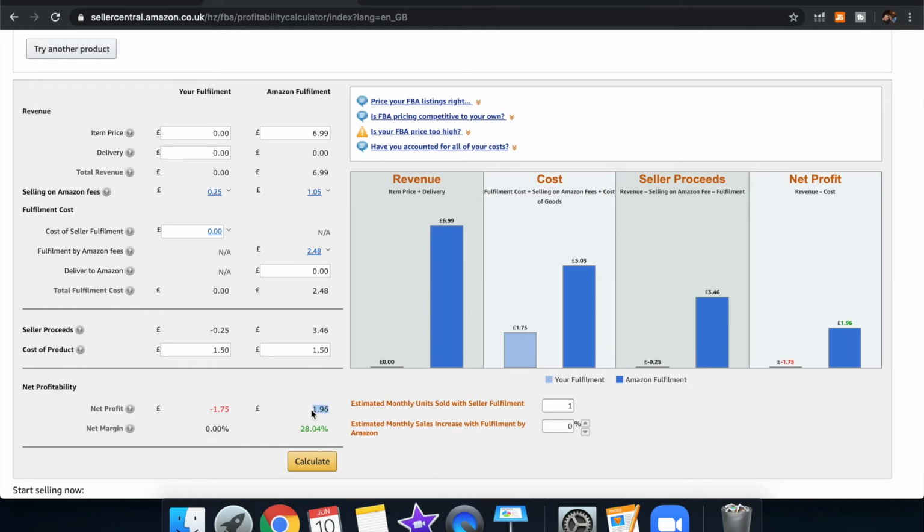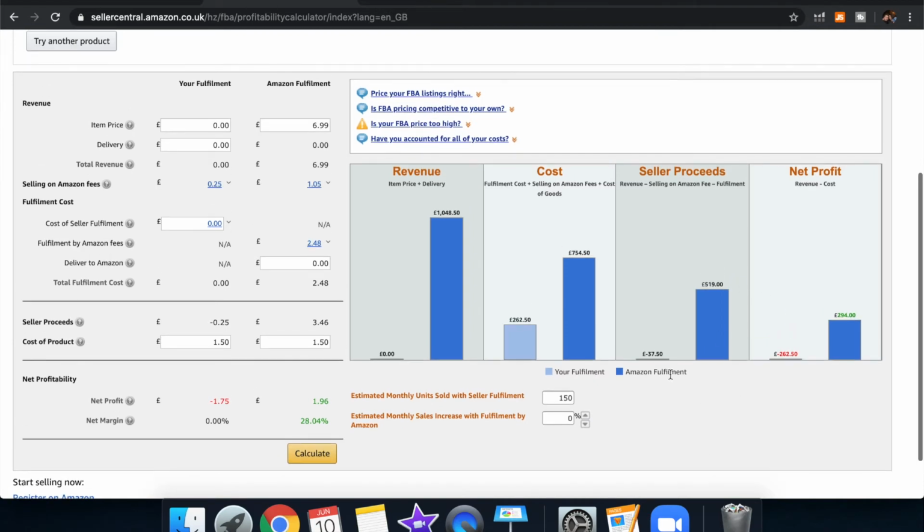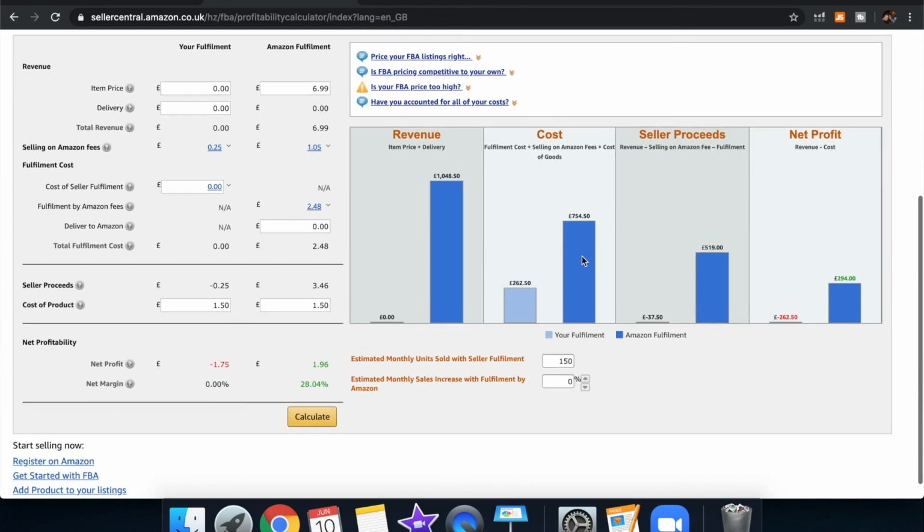The profit margin here is £1.96. So in effect, you more than double your money. As you can see, if we invest £1.50, you add that to £1.97, it will be £3.46 if my math is correct. And then what we can do is give an estimate of how many units we should sell in a given month or so. So we do that 150, and then you can see the revenue is going to be £1,048. The cost is going to be there, and then how much profit we're going to be making is 294 at the very end of the month. So that's one way of doing it, which I think is quite good.